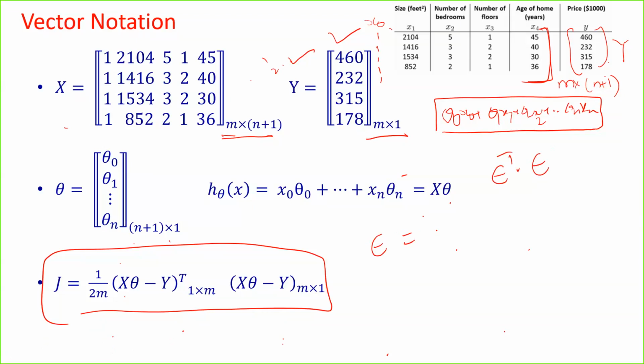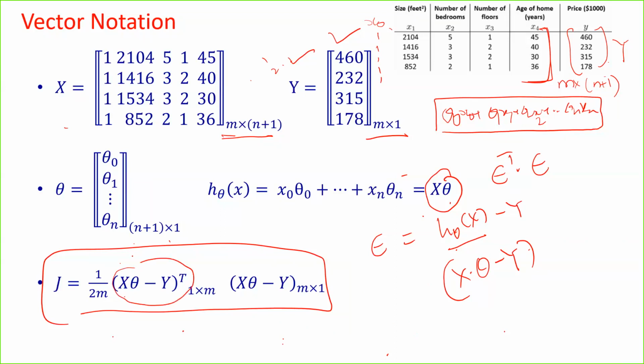So what is the prediction? H theta of x minus y, right? What is h theta of x? Which is x times theta only, right? X times theta minus y. So E transpose means (x times theta minus y) transpose, and E transpose times E is (x theta minus y) transpose times (x theta minus y). Clear, ma'am? Yes, sir.